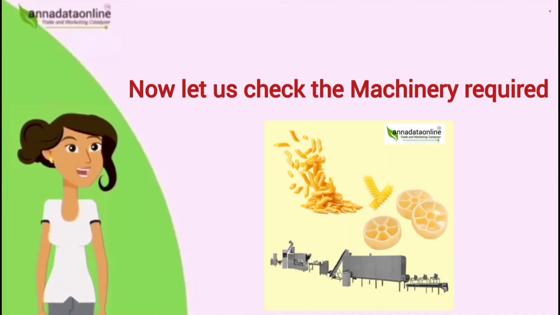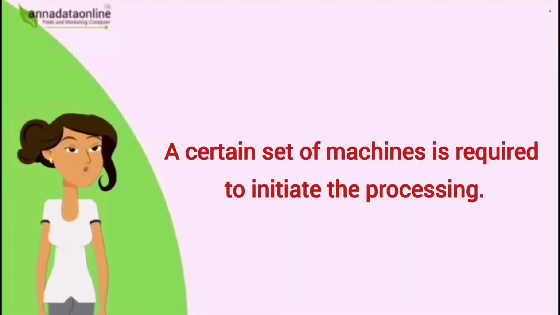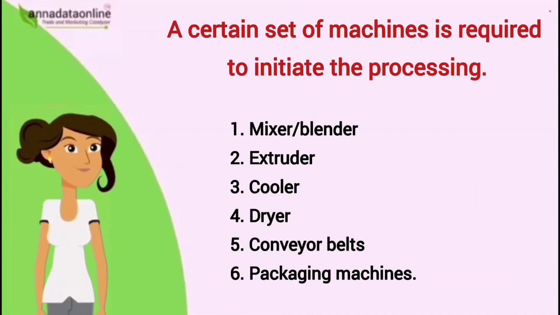Now let us check the machinery required. A certain set of machines is required to initiate the processing: 1. Mixer blender. 2. Extruder. 3. Cooler. 4. Dryer. 5. Conveyor belts.